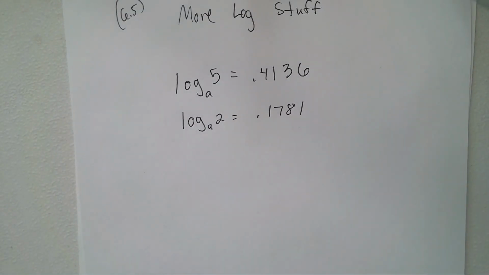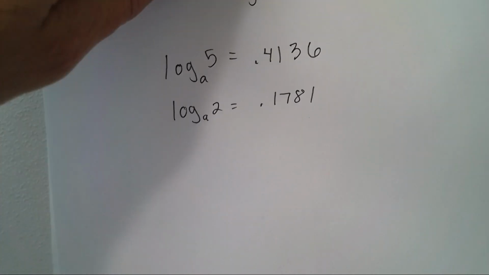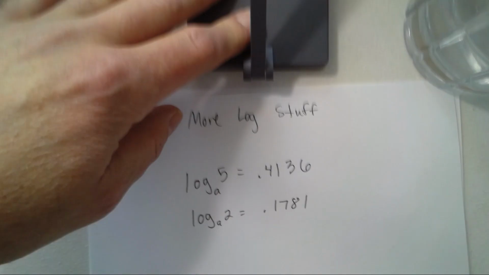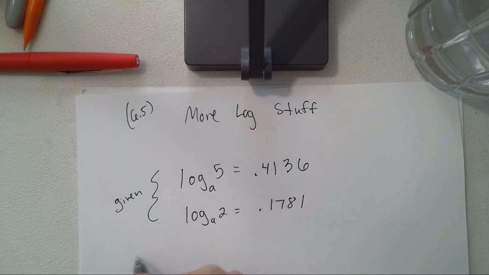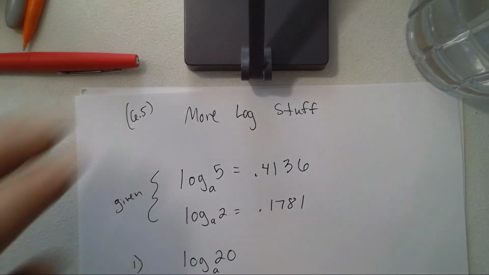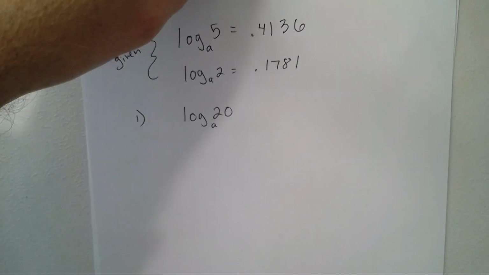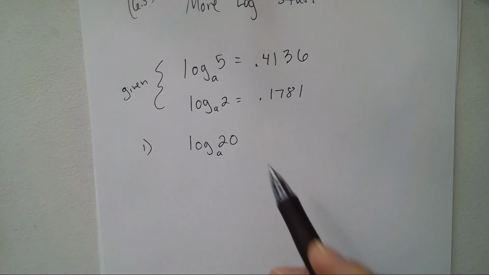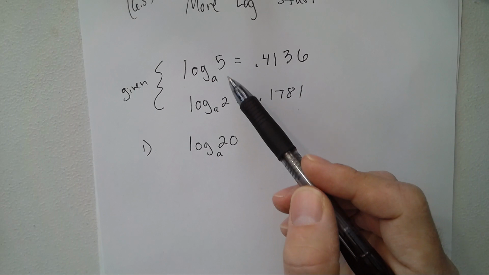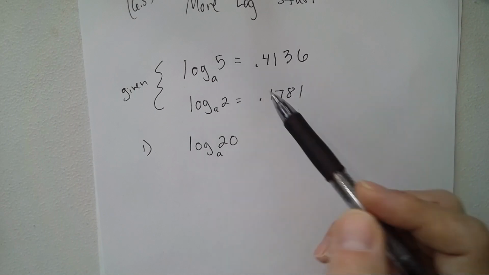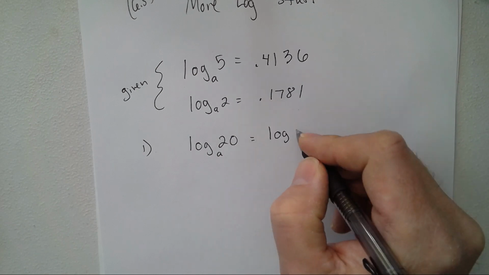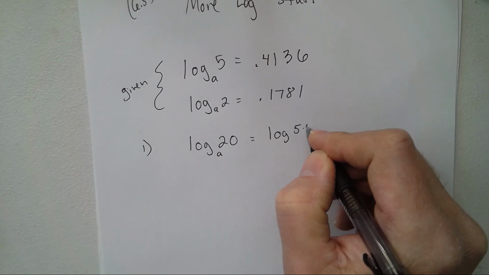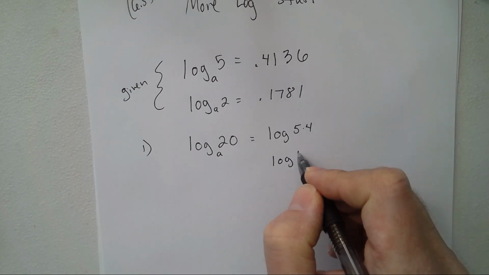Alright, so these are given to us, that's not the problem. And we want to figure out what the log of 20 base A is. Okay, so we're going to have to change log of 20 using these two. So we know the log of 5 and log of 2, but we don't know the log of 20. So what we can do is expand that to be the log of 5 times 4, even better, 5 times 2 times 2 base A.